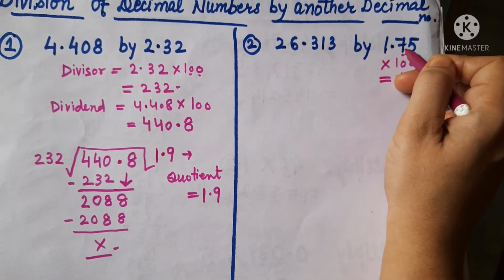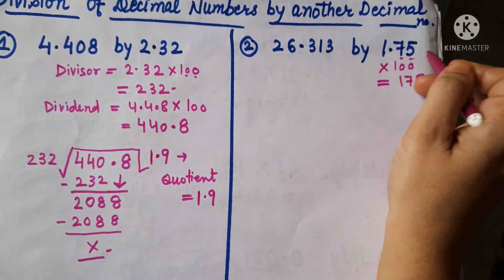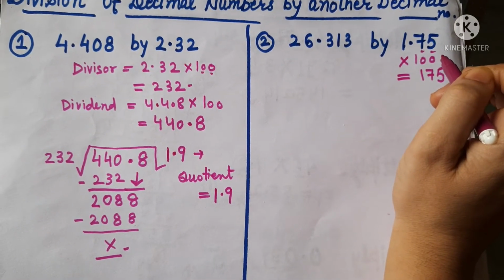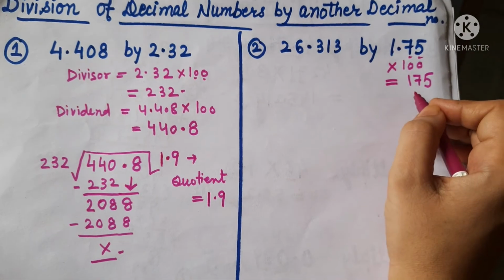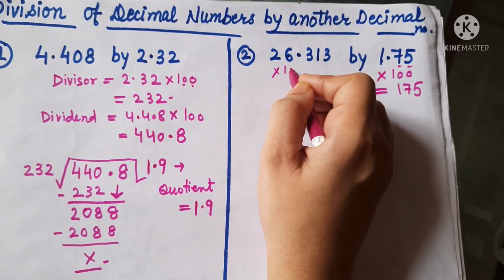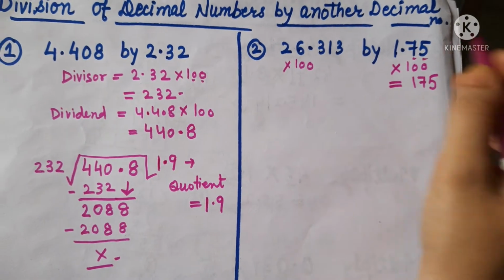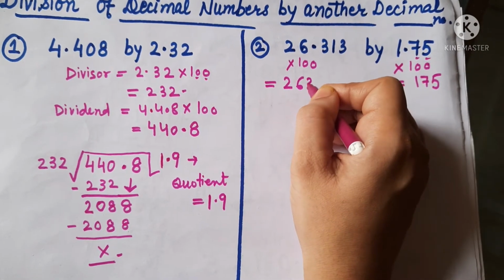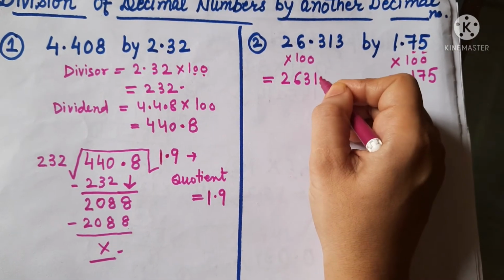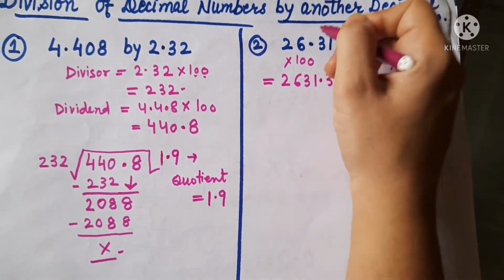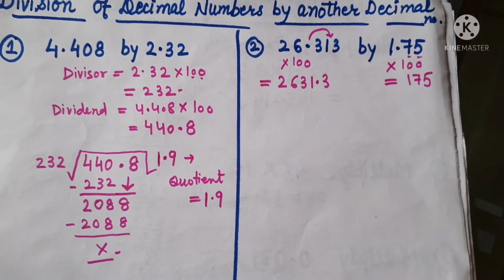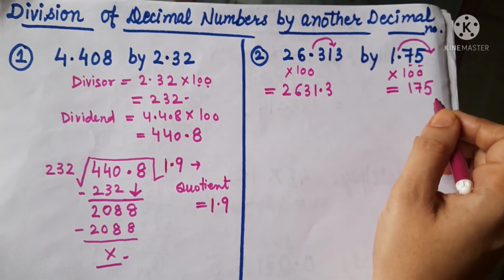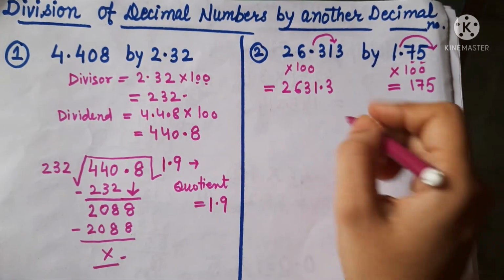If we only have 1 digit, then we will multiply by 10. We have to count the number of digits after the decimal, and multiply by that number of zeros. So 175 will be there. The dividend will also be multiplied by 100. If we multiply by 100 here, then here also we will multiply by 100. So our decimal also will be shifted by 2 places. So here after 31 it will be put. This decimal will be shifted after 2 places. Now we will divide the decimal number by a whole number.